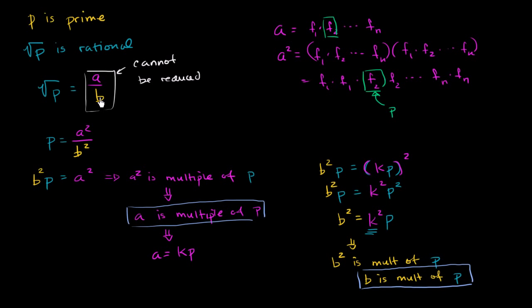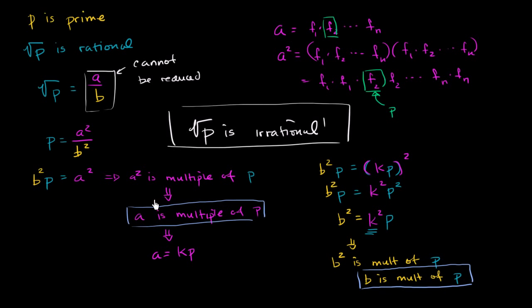So that is our contradiction. We started assuming it cannot be reduced, but then we showed that no, it must be able to be reduced. The numerator and the denominator have a common factor of p. So our contradiction is established. The square root of p cannot be rational. Let me just write it down. The square root of p is irrational, because of the contradiction.